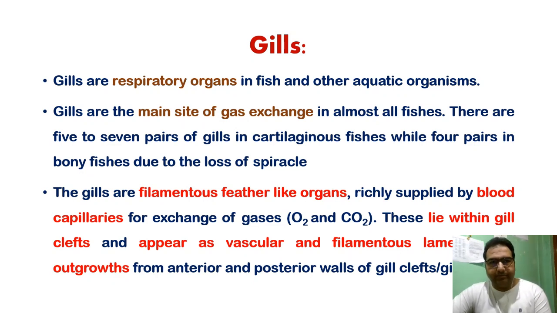which never exceed 5 pairs. When we define gills, we define them as the filamentous, feather-like organs, richly supplied by blood capillaries for the exchange of gases, that is oxygen and carbon dioxide. These lie within the gill clefts and appear as vascular, filamentous lamellae-like outgrowths from the anterior and posterior walls of the gill clefts or gill slits.